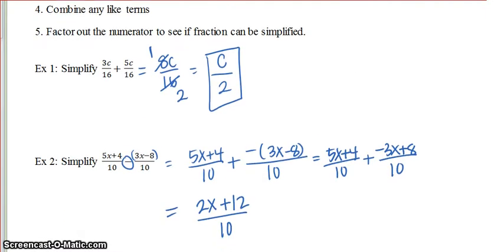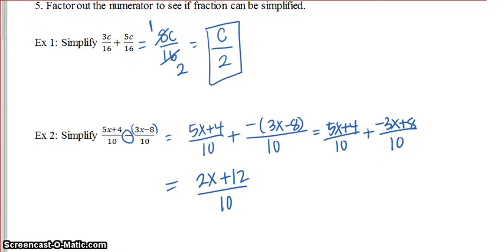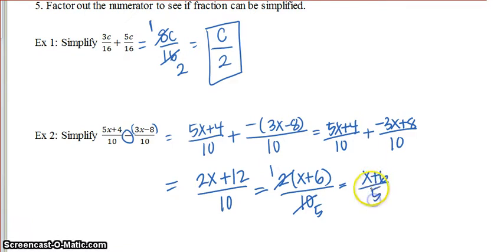Now it says factor out the numerator to see if the fraction can be simplified. So we can actually find the GCF of the numerator, which is 2. So I'm going to write 2 times x plus 6. Now if you look at this, I can simplify because the numerator is in factored form. So I can cancel that out. That'll be a 1. This will be a 5. So therefore I'm left with x plus 6 over 5, and I cannot do anything else with that.